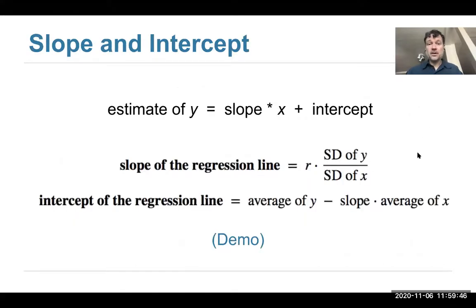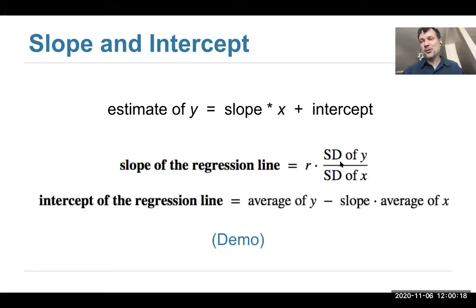So what we obtain is the following equation for the linear regression line. Your prediction for y is given by the slope times x plus the intercept. The slope is given by the correlation coefficient multiplied by the ratio of the two standard deviations. And the intercept is given by this equation here. So if you want to know what that line is in original units, you use this formula.